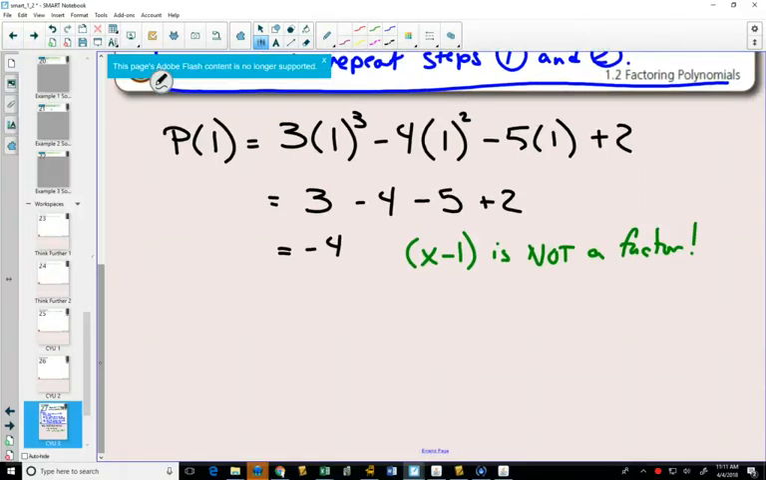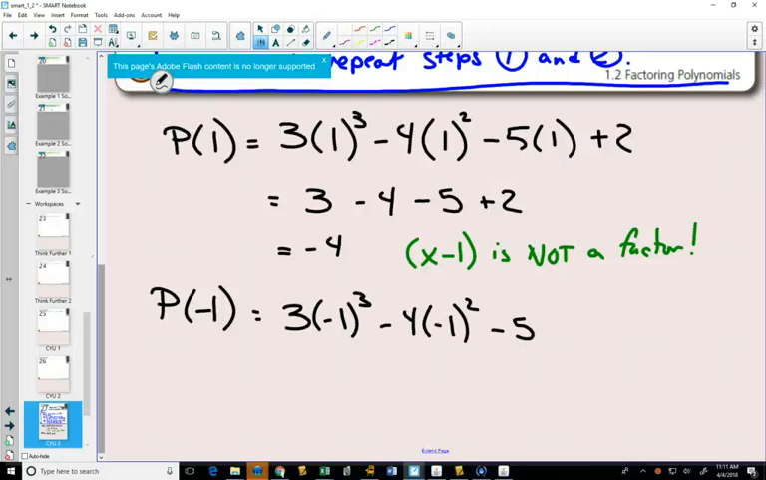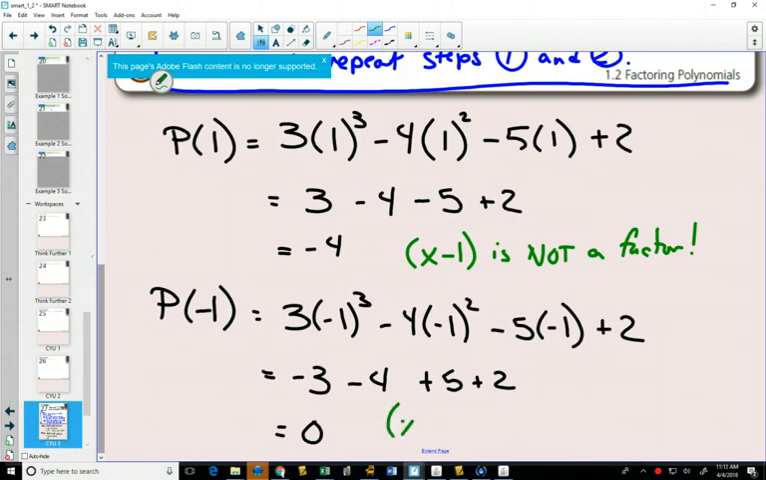So then I try again. Maybe I'll try, I like doing the 1s first, so let's try -1. It may also not work, but we'll find out. 3 times -1 cubed minus 4 times the -1 squared minus 5 times the -1 plus 2. A negative cubed will still be negative. Negative squared is positive times -4 minus 4 plus 5 plus 2. This one is equal to 0. So we can say that x plus 1 is a factor.